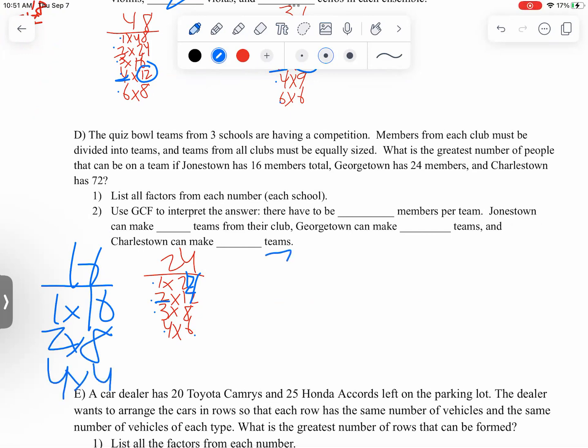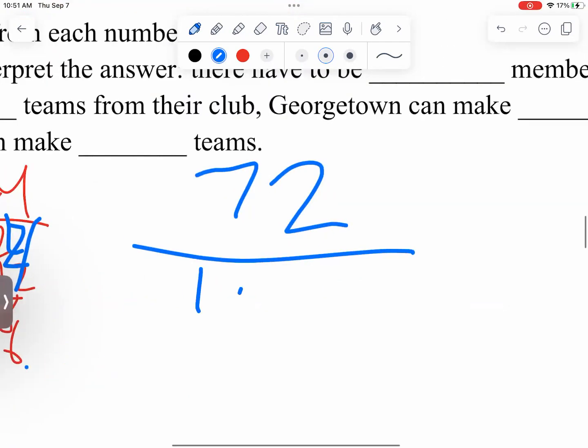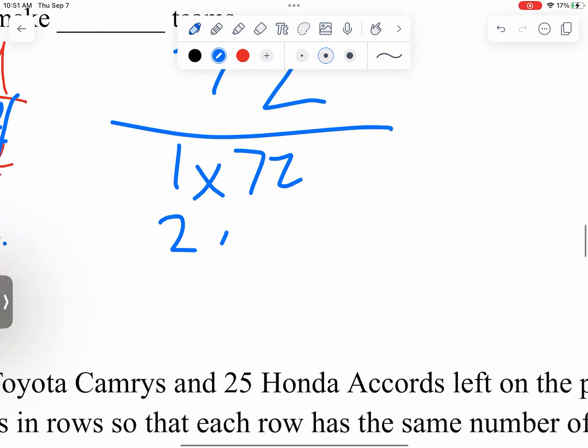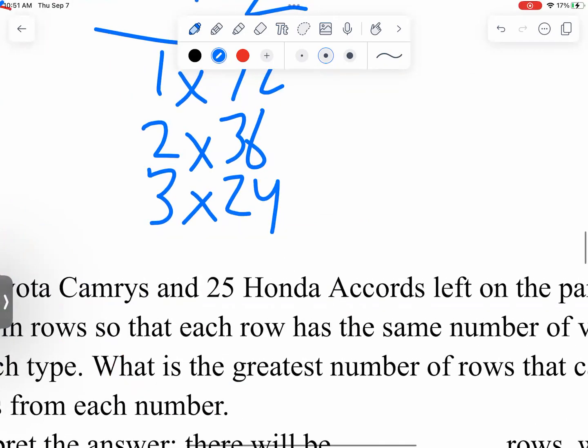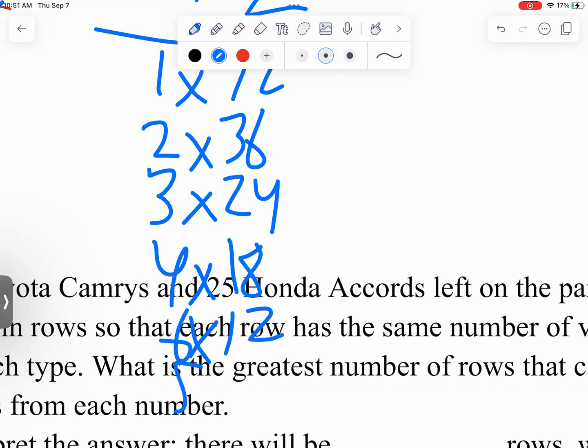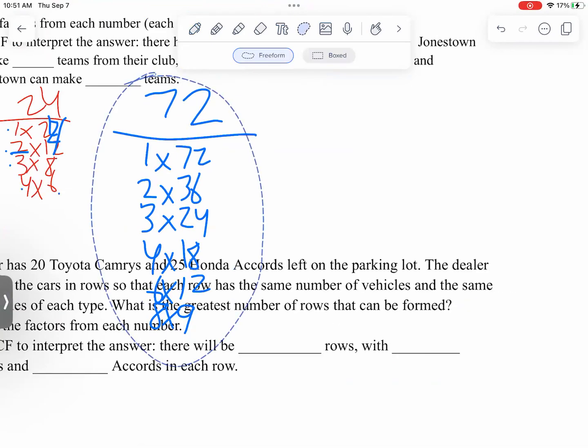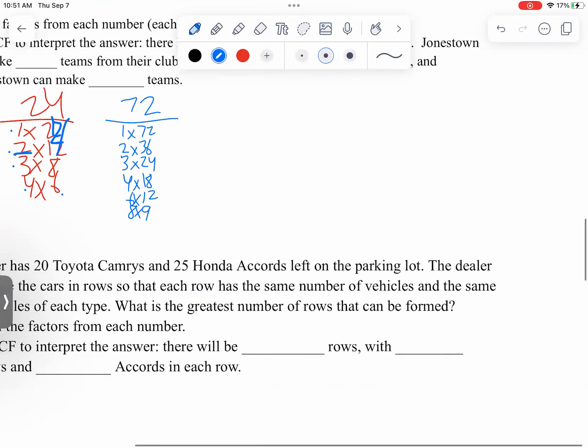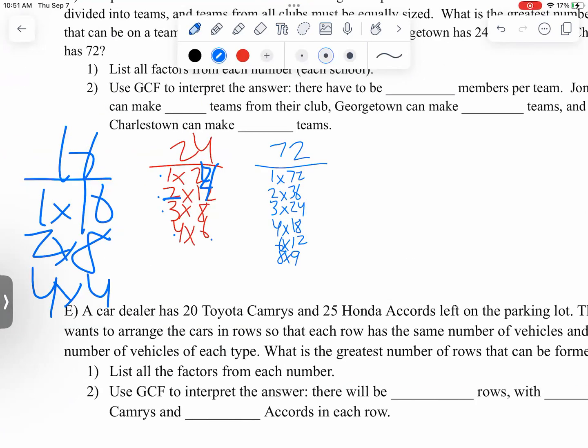For our 72, now this is a big one. We have 1 times 72, 2 times 36, 3 times 24, and we've divided it out if you need to. 4 times 18, 6 times 12, and 8 times 9. Okay, so shrink that down a little bit so we can compare them. All right, so here we have 1, 2, 4, and 8. So our biggest number, our greatest common factor, GCF, is 8.